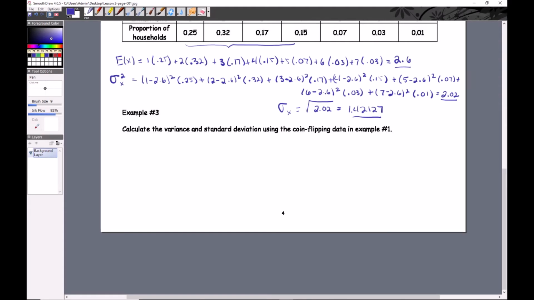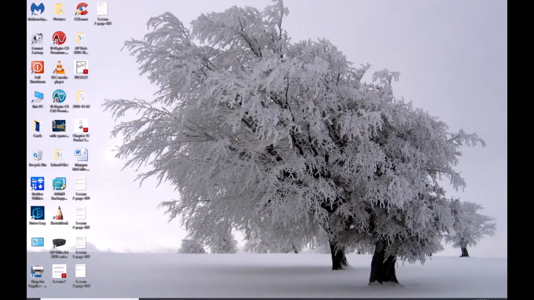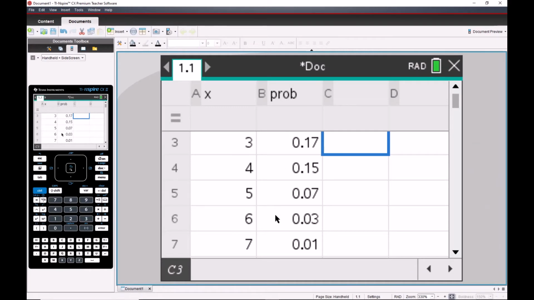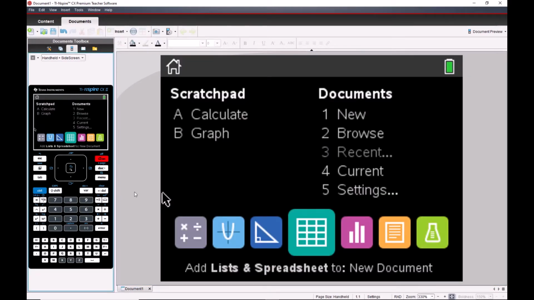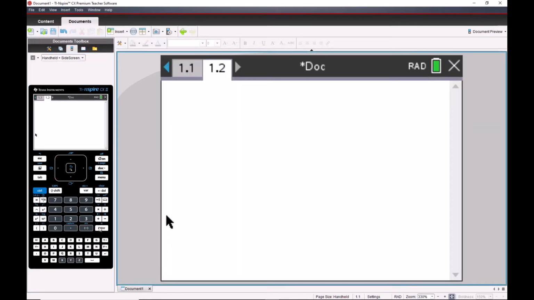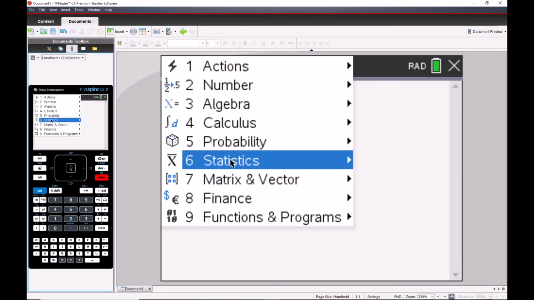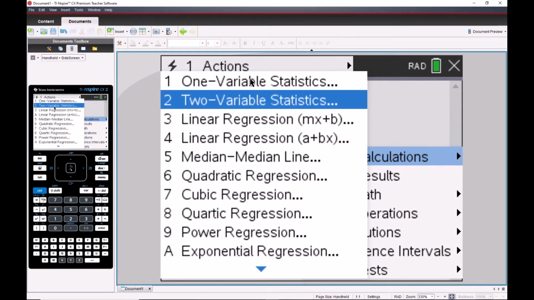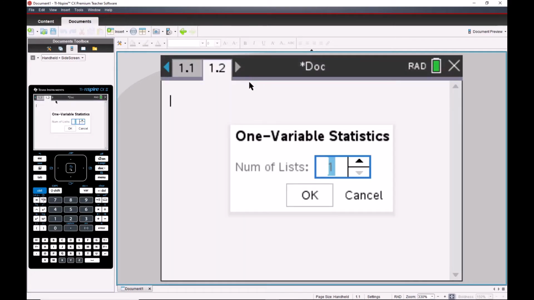So just trying to get my mouse going here. And I have all of those numbers input. They're all input. It's really easy to get this. All you got to do is go back to the home screen, pick up a calculator page, that would be here, and then just do what you might expect. It'll be menu, statistics, stat calc, and this is a 1 variable statistics.